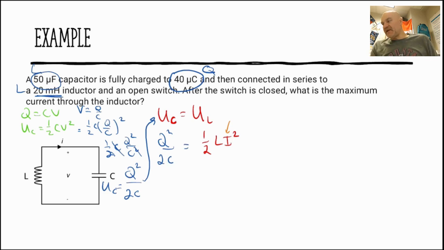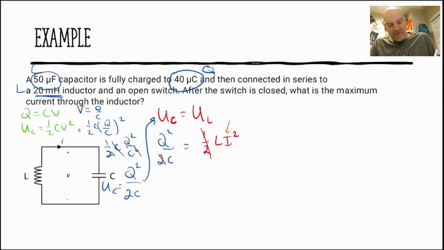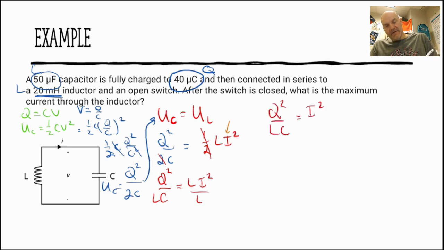Now it just becomes algebra. These twos cancel, and I end up with Q squared over C equals L I squared. Divide both sides by L: Q squared over LC equals I squared. Finally, take the square root of both sides to get I. So I is equal to the square root of Q squared over LC.